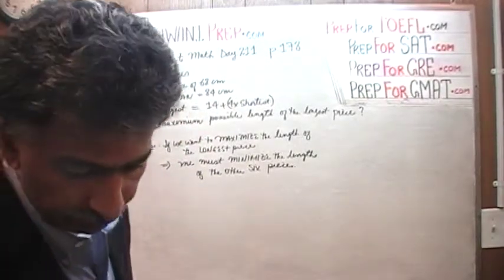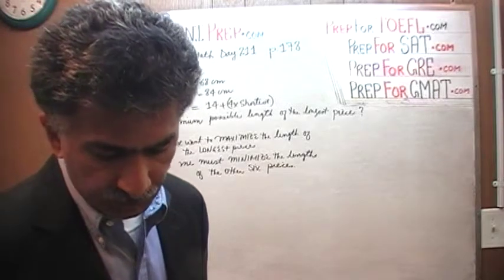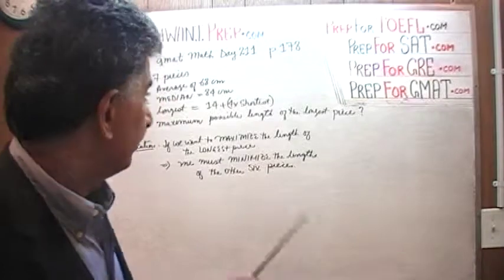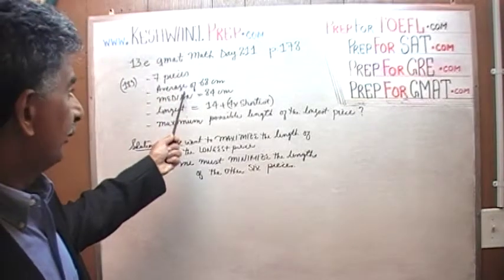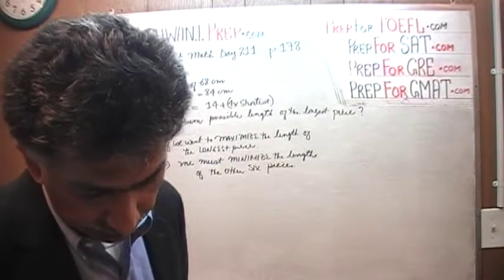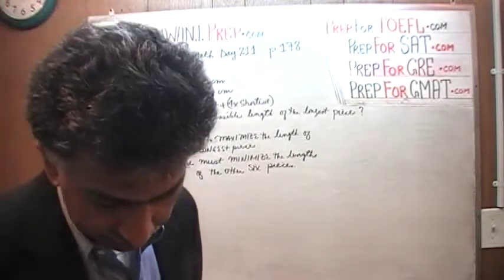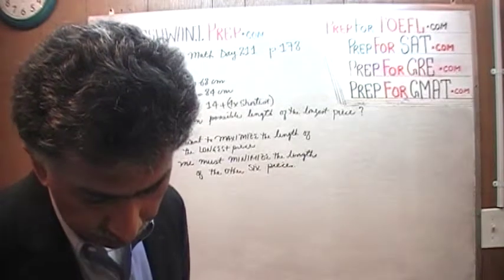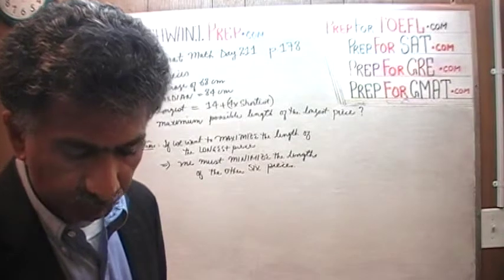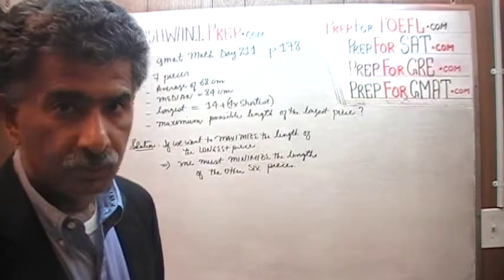Here's how the problem goes. It says 7 pieces of rope have an average length of 68 centimeters. So we have 7 pieces of rope. We are told that the average of the 7 pieces is 64 centimeters. They go on to tell us that the median is 84 centimeters. They go on to tell us that the length of the longest piece of the rope is 14 centimeters more than 4 times the length of the shortest piece.